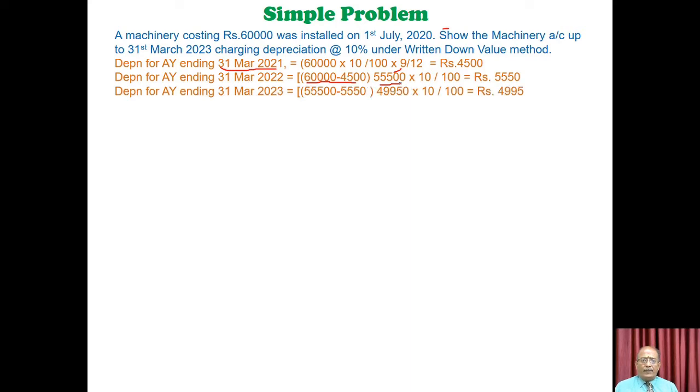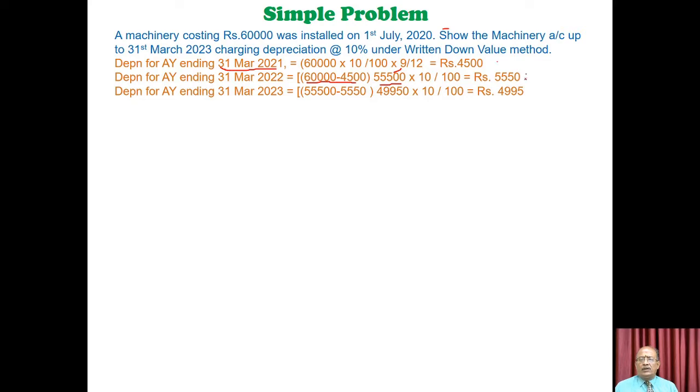Next, the first year depreciation is less because it is only for 9 months, but in subsequent years it will be for the whole year, so it will be higher. So don't get confused. I have told you already the depreciation will reduce every year, but here it is increasing from 4,500 to 5,550.